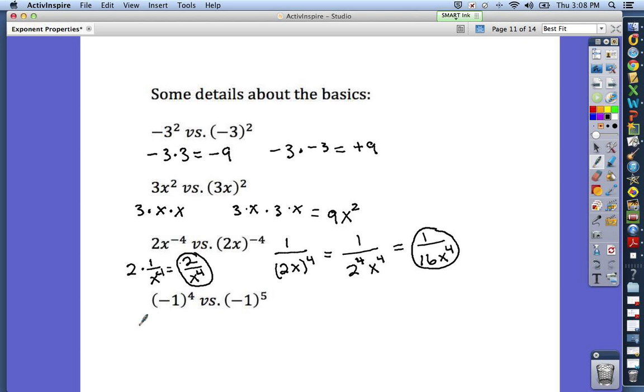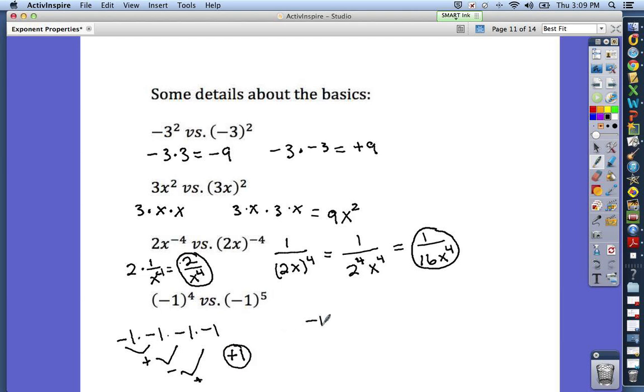Lastly, I'd like to show you negative 1 raised to powers. Negative 1 raised to the fourth power would be negative 1 times negative 1 times negative 1 times negative 1. The first two negatives come together to make positive. Then when that positive is multiplied by the next negative, that answer is negative. And when that negative is multiplied by the last negative, the result is positive. So negative 1 to the fourth power is positive 1.